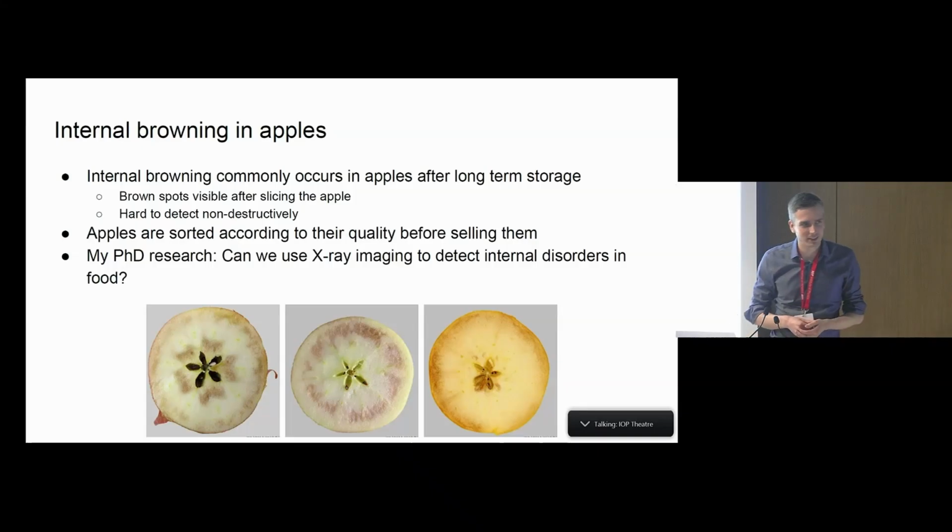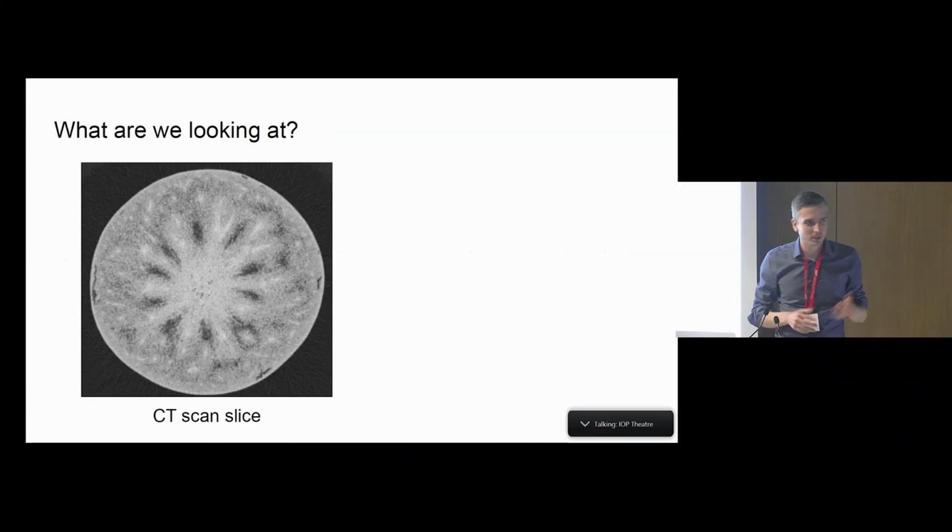Well, my PhD is, can we use X-ray imaging to detect internal disorders in food? And for this project and the following project that I'm working on now, I've been looking at internal browning in apples. And so when we started the project, we collected a lot of CT scans of apples, but it's quite hard to judge what exactly we're looking at.